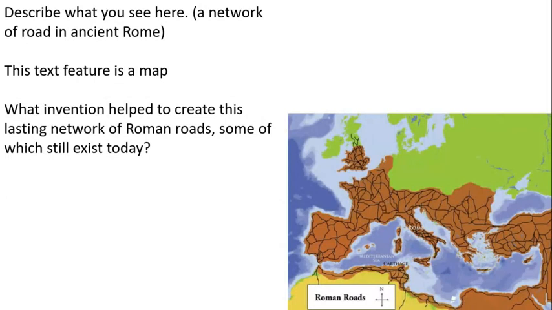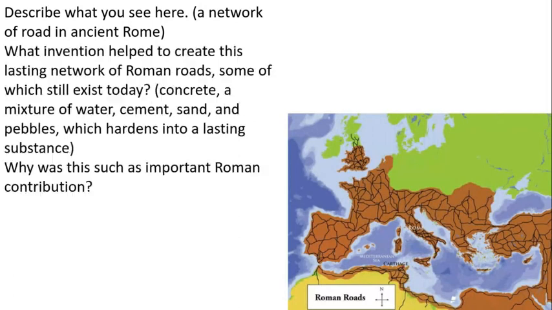Well, it's a network of roads in ancient Rome, and this text feature is a map, right? So it's a map of the roads of ancient Rome. What invention helped to create this lasting network of Roman roads, some of which still exist today? Right? Concrete, a mixture of water, cement, sand, and pebbles, which hardens into a lasting substance. We still use concrete today. I bet you didn't know it came from ancient Rome.